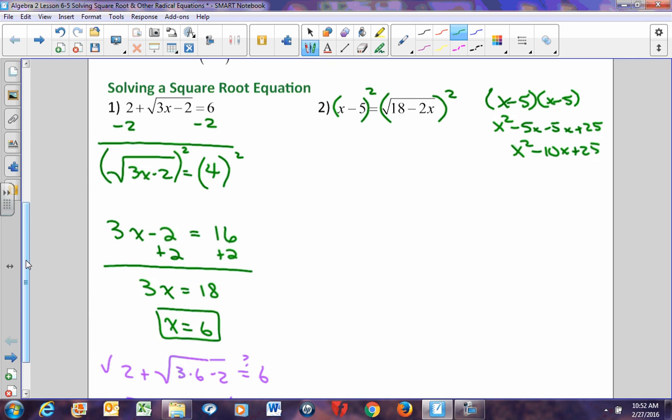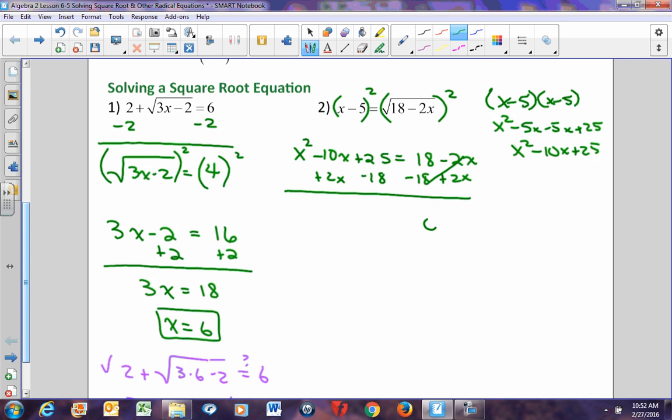x minus 5 quantity squared becomes x squared minus 10x plus 25, and that's going to equal 18 minus 2x. Because we've got a squared term, we need to move everything to the left-hand side and set it equal to 0 and factor. So I'm going to add 2x, and I'm going to subtract 18. By doing that, this side becomes 0. Here I have x squared minus 8x. 25 minus 18 is 7. So now I'm going to look at x squared minus 8x plus 7 and see if I can factor that.